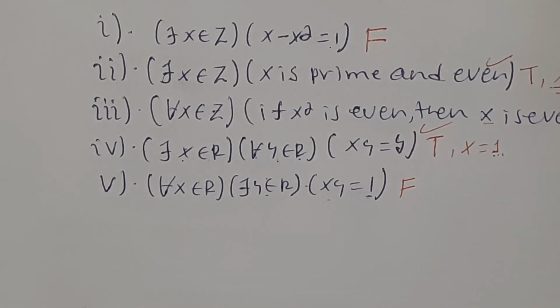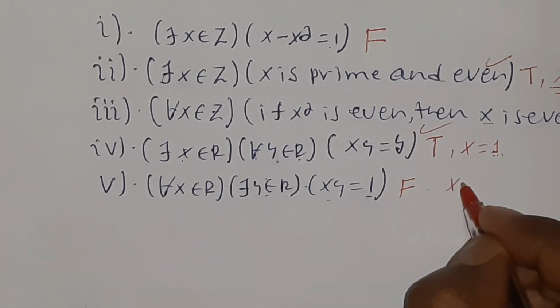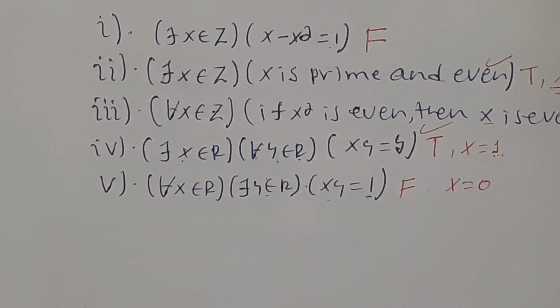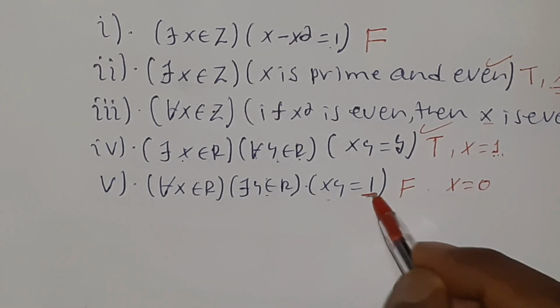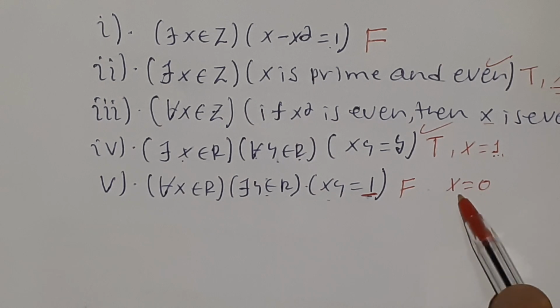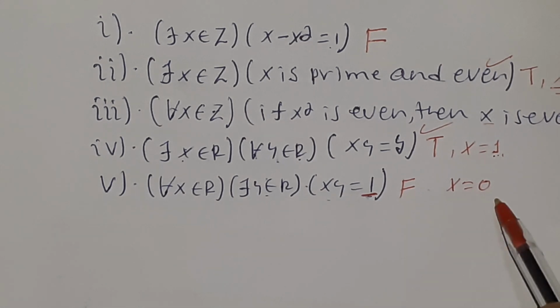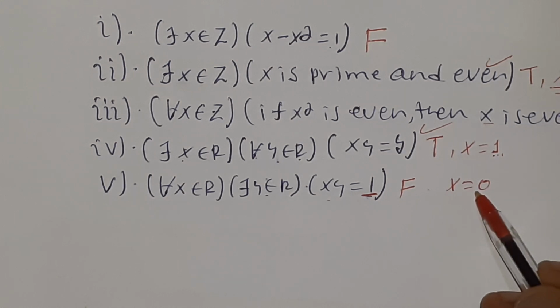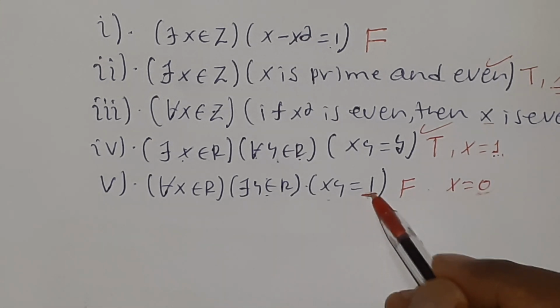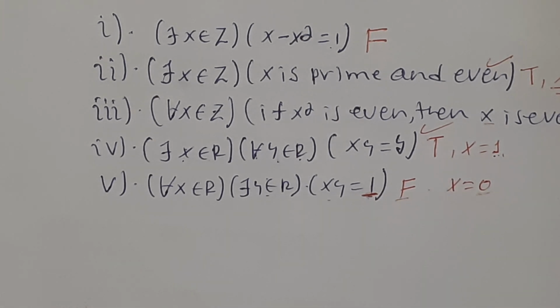If we take a counterexample, x equal to 0, there is no corresponding y that can multiply 0 to give 1. Due to the existence of this real number 0, which is an element of R, and because of the absence of any real number that can be multiplied by 0 to get 1, this statement is false. So these are the truth values of these quantified propositions.